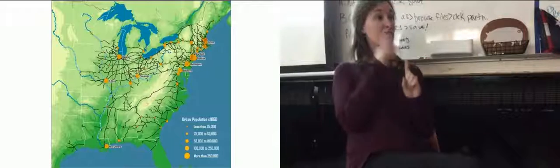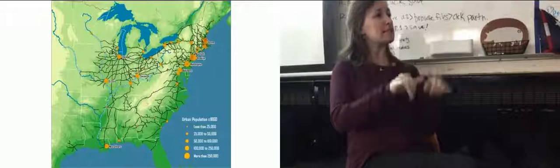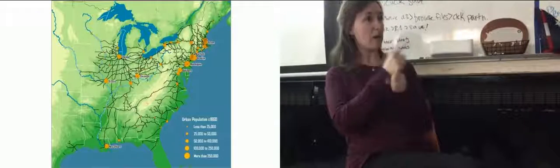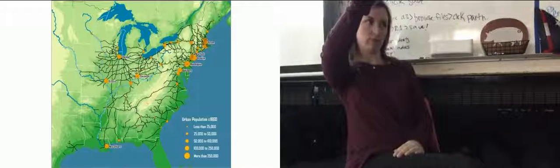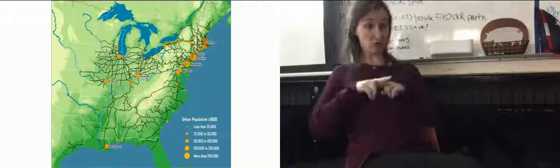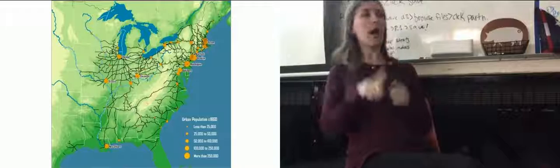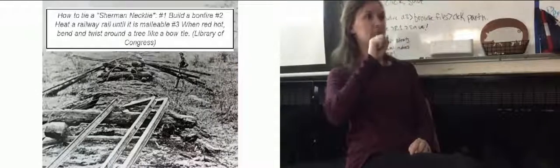Now, the other thing they're going to destroy is railroads. As you know from this picture, think about the American System with Henry Clay, where are the majority of the railroads at? The North. Which means that if you destroy one railroad in the South, what happens? The whole thing crumbles. So what he would do is he would do these things called Sherman neckties, or also called Sherman's pretzels. Basically, he would heat up the railroad lines, and he would twist them in order to destroy them. This is a picture of what that looks like.